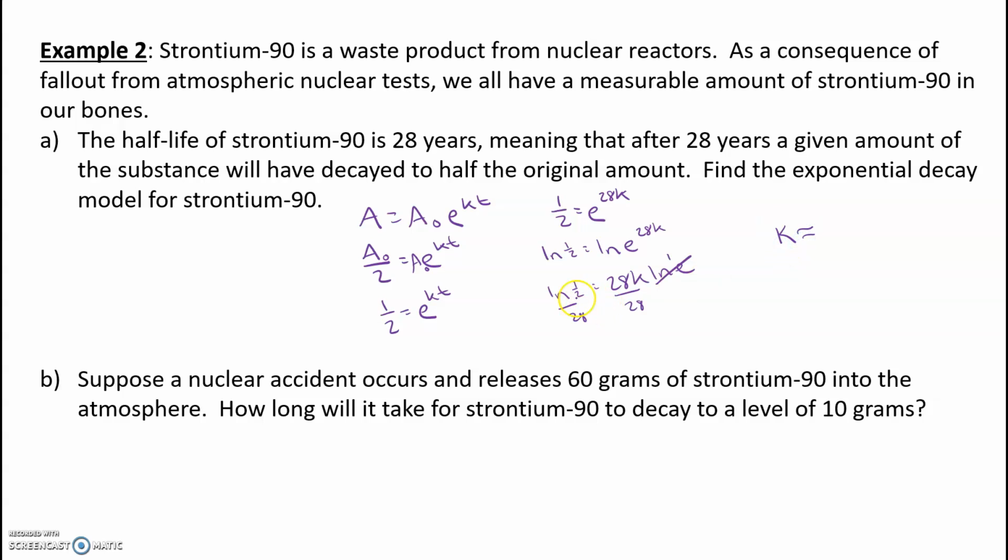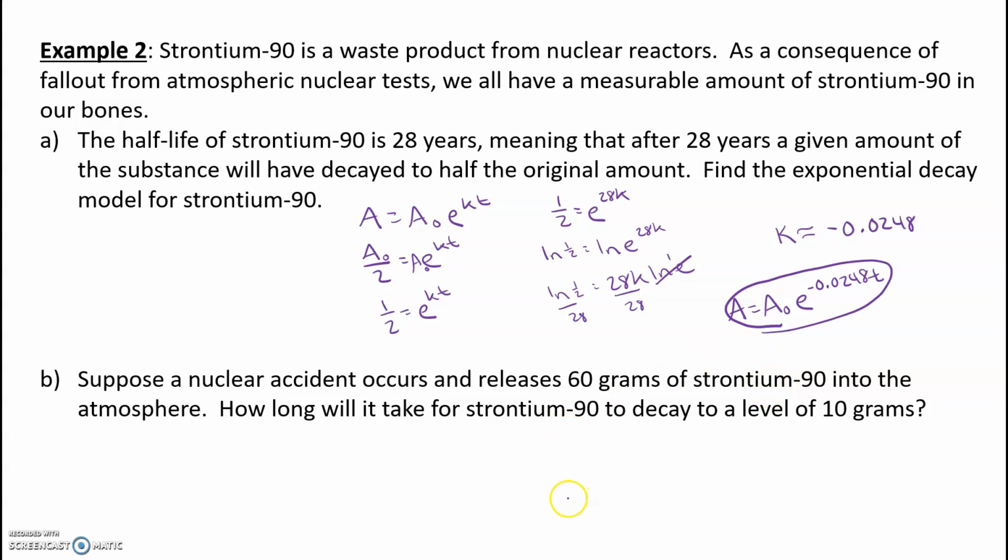So when you type that into your calculator, you should get negative 0.0248. And we can write our formula: A equals A sub 0 e to the kt. All right, there's my formula.